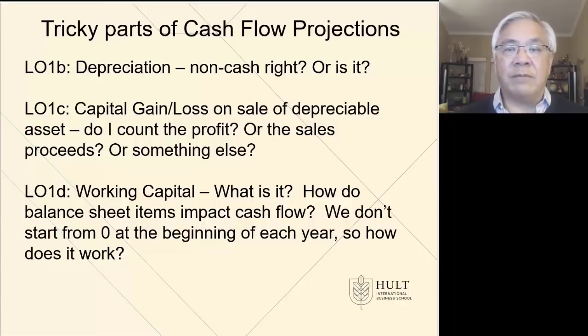And third is working capital. We know that it is required to have working capital as we grow a business. We have to have inventory. We have to have receivables, things of that sort. We also have bills to pay our vendors. So how do we consider that? And how would we have that go from year to year?